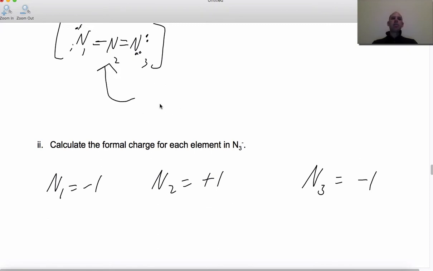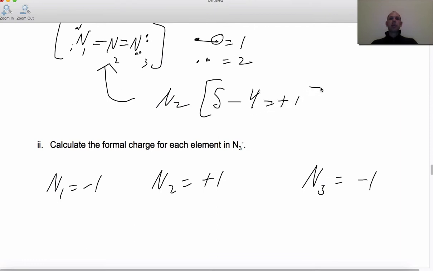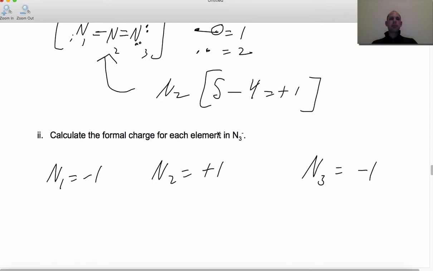Let's do N2 as a case study. The valence electrons for N2, N is always 5. And the owned electrons, we know that this counts as 1 and this counts as 2 because really they're sharing 2 here, so they really only own 1. So that's equal to +1. And that's where that came from.